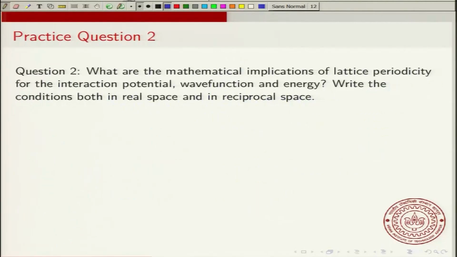Now, the next practice question is the following: what are the implications of lattice periodicity for the interaction potential, wave function and energy, and write the conditions both in real space and reciprocal space. Okay, so now because of the lattice periodicity, the lattice periodicity implies. Okay, so let me write the real space conditions on this side.